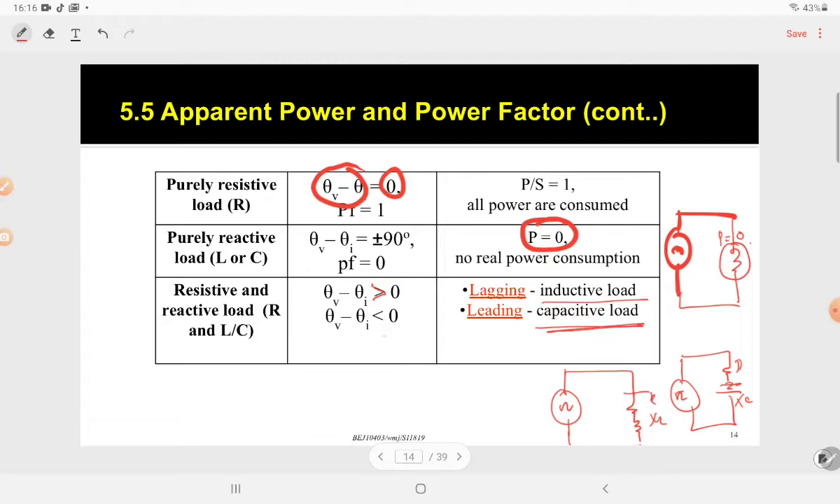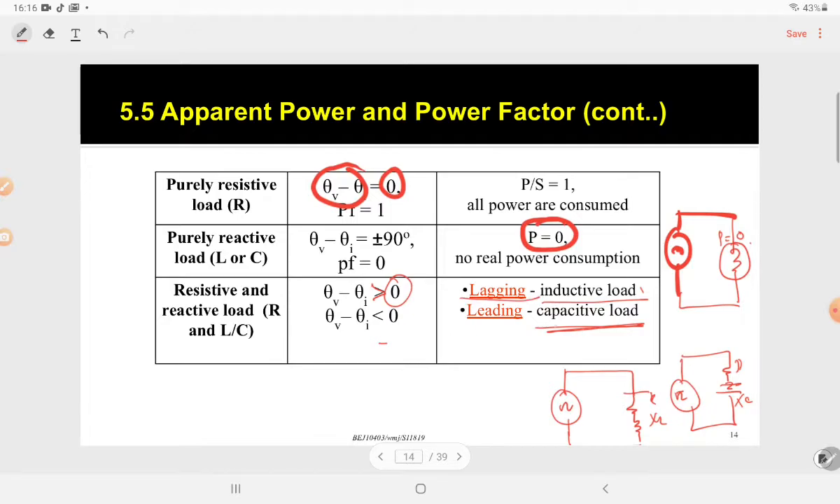So if you get a negative value for theta V minus theta I, we know that the load consists of a resistor and a capacitor. And if you get a positive value, we know that the load is inductive, which means a resistor and also an inductor. Always remember this: when we have inductive loads, the load is lagging.